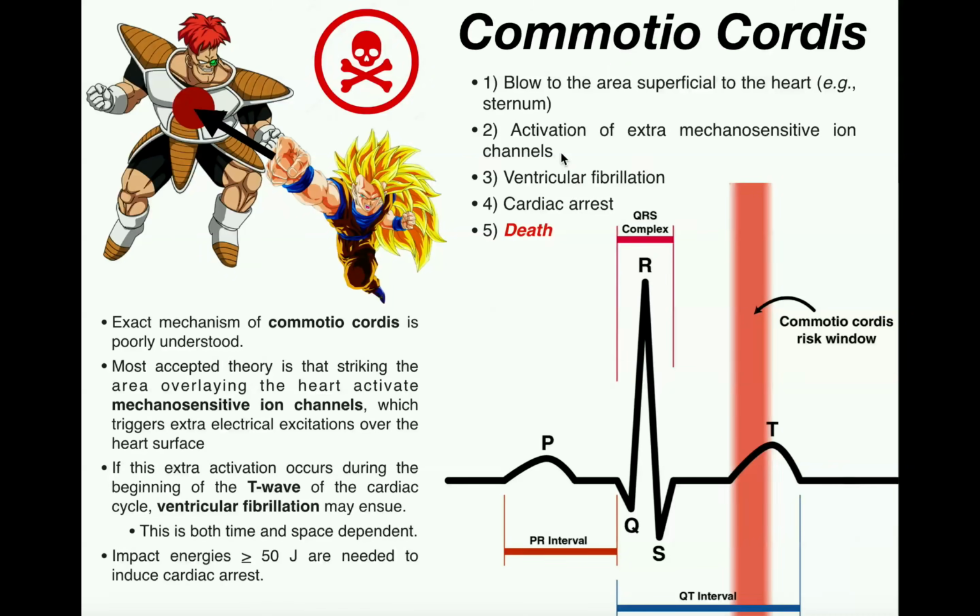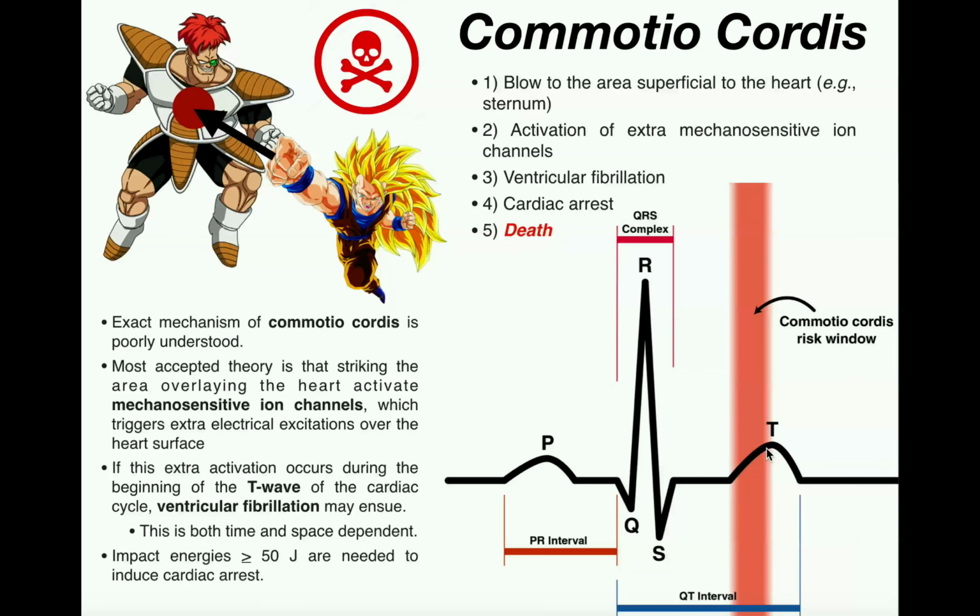Now, let's suppose we have an area of the heart that just happens to be in what we call the Commotio Cordis risk window. So it's a very narrow window of time, and it pretty much occurs during the first half of the T wave, during ventricular repolarization, when the ventricles are supposed to be relaxed.